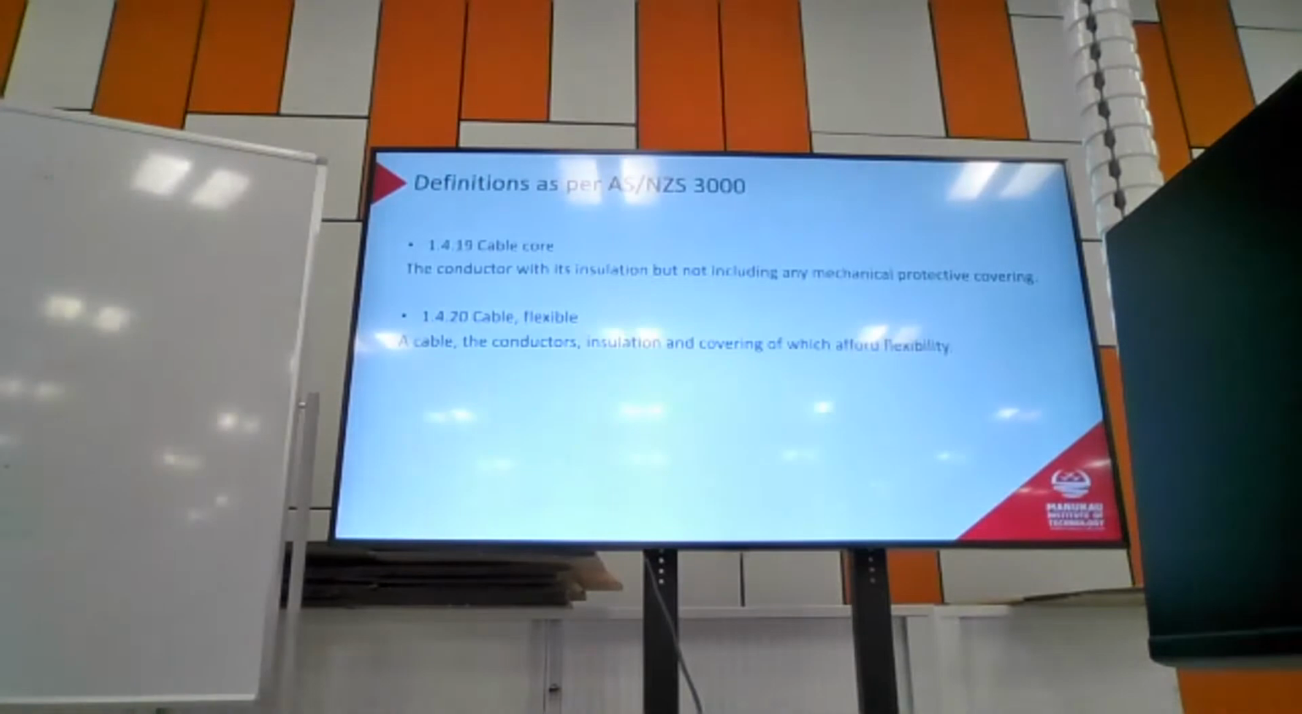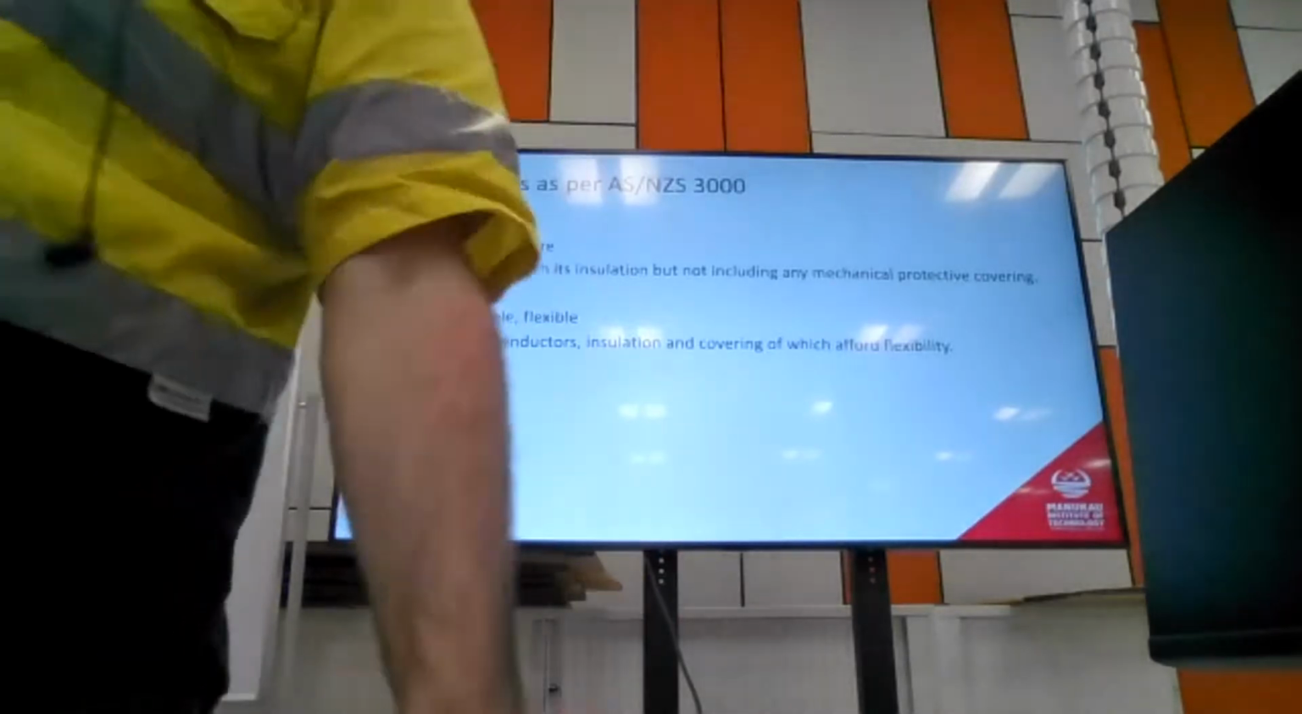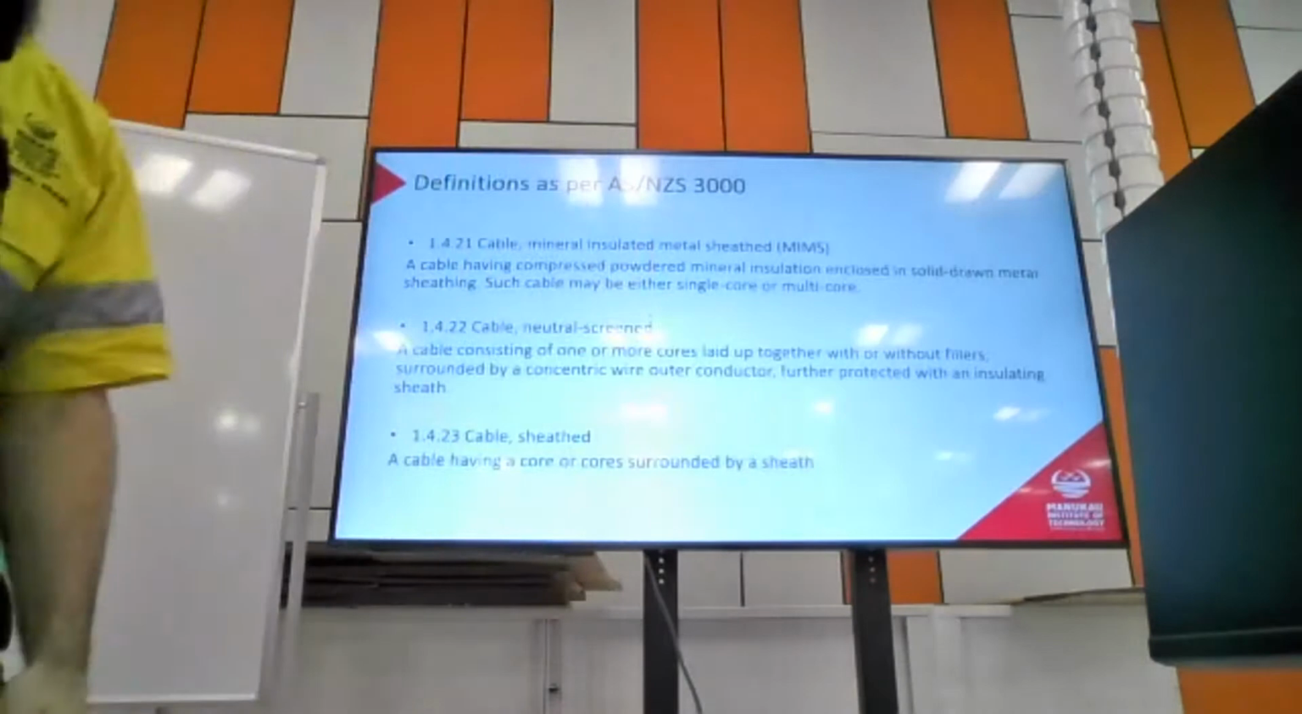Cable core is a conductor with its insulation, but not including any mechanical protective covering. So what that means is the cable core is the physical wire itself, the copper, and the insulation around that, but not including the rest of the cable, right? So our cable cores are all the wires that are in the cable. And a flexible cable is a cable whose conductors, insulation and covering afford flexibility. So any cable that's flexible. That's pretty easy.